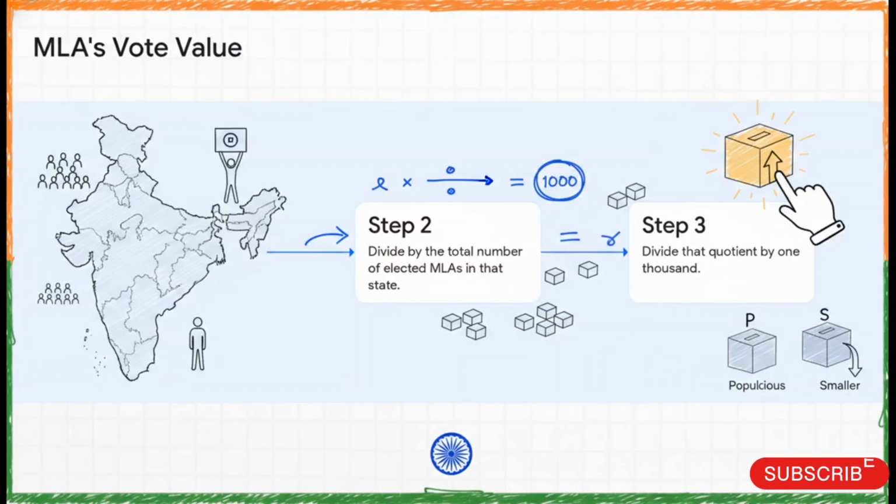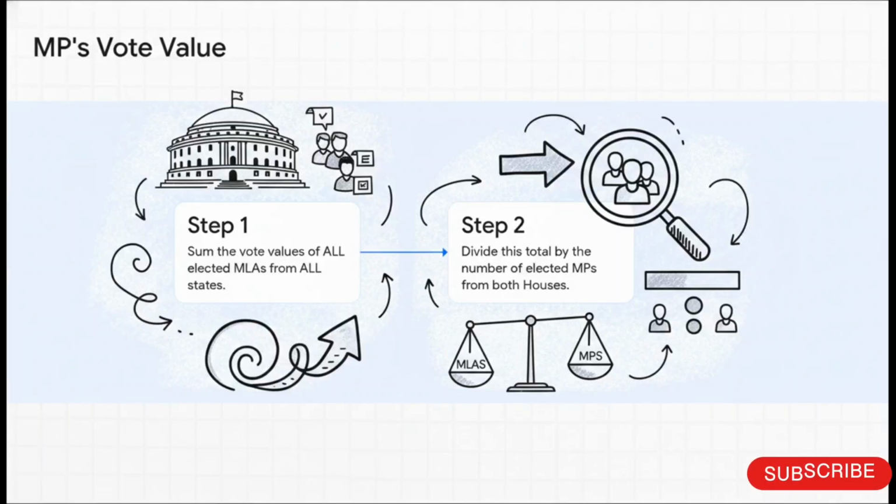So how on earth does that work in practice? Well, for the state legislators, the MLAs, the value of their vote is tied directly to their state's population. You basically take the state's total population, you divide it by the number of MLAs they have, and then you divide that whole thing by 1,000 to get a manageable number. The bottom line? An MLA from a huge state has a vote that carries a lot more weight than an MLA from a tiny one. Okay, now what about the members of parliament, the MPs? Their vote value is all about creating that balance we were talking about. You take the total value of all the MLA votes from across the entire country, add them all up, and then you divide that massive number by the total number of elected MPs.